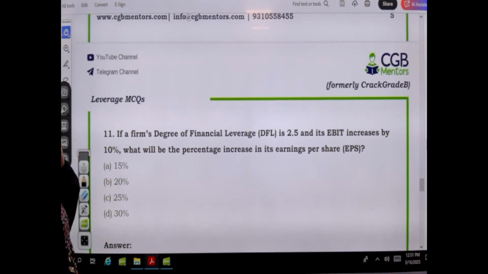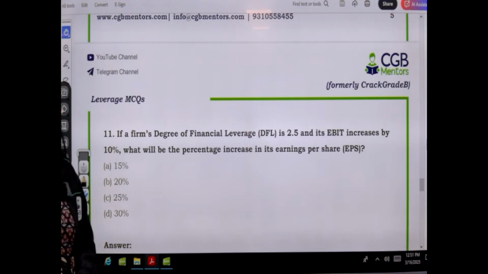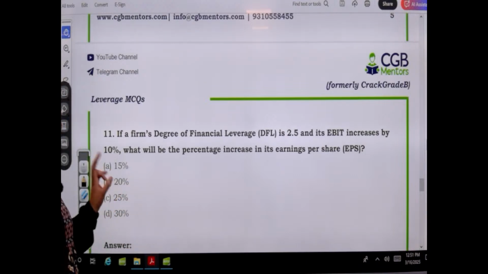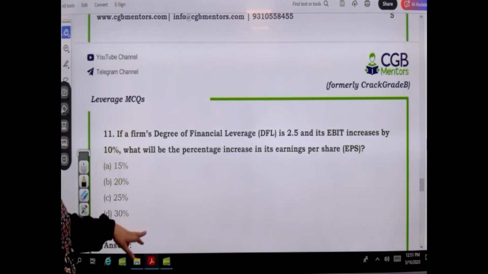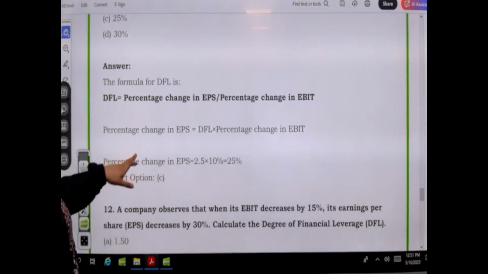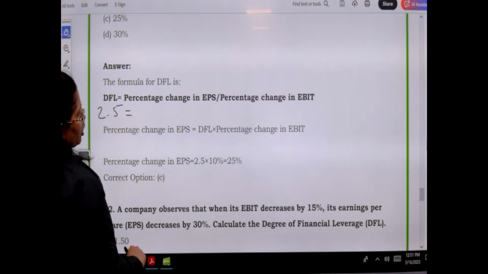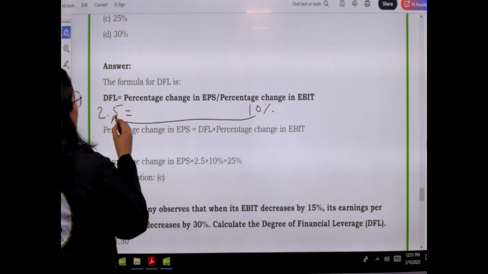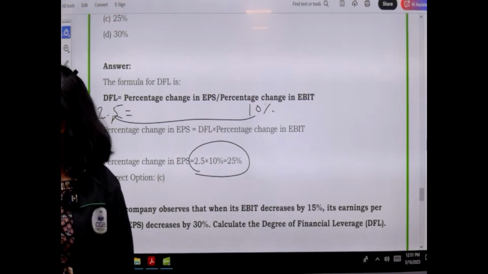Next is, if a firm's degree of financial leverage is 2.5 and EBIT increases by 10%, what would be the change in earning per share? Just the formula substitution is something that you require. DFL is equal to percentage change in EPS divided by percentage change in EBIT, right? They have given you DFL at 2.5. 2.5 आपको already DFL दिया हुआ है. And what else they have given you? They have also provided you the percentage change in EBIT, that is 10%. Bring it over here. So both will be in multiplication, and 25% is the percentage change in EPS that I have got.